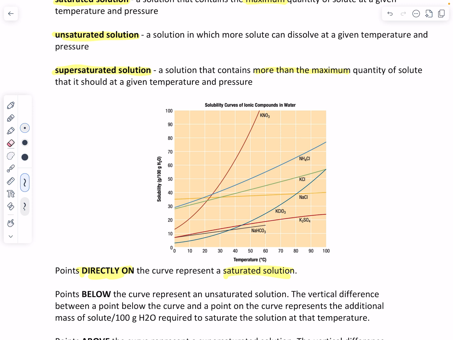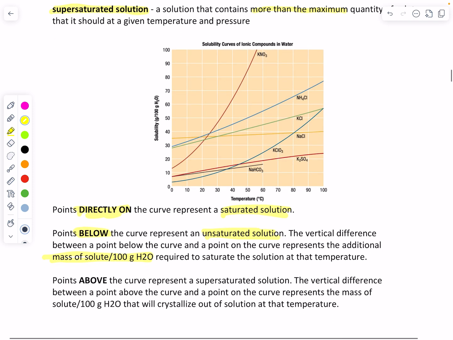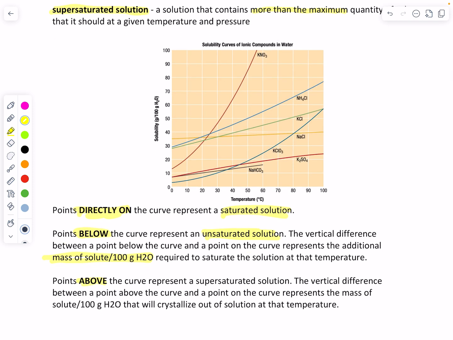Points below the curve represent unsaturated solutions. The vertical difference between a point below the curve and a point on the curve represents the additional mass of solute per 100 grams required to saturate the solution at that temperature. Points above the curve represent supersaturated solutions, and the vertical difference between a point above the curve and a point on the curve represents the mass of the solute per 100 grams of water that will crystallize out of the solution at that temperature.